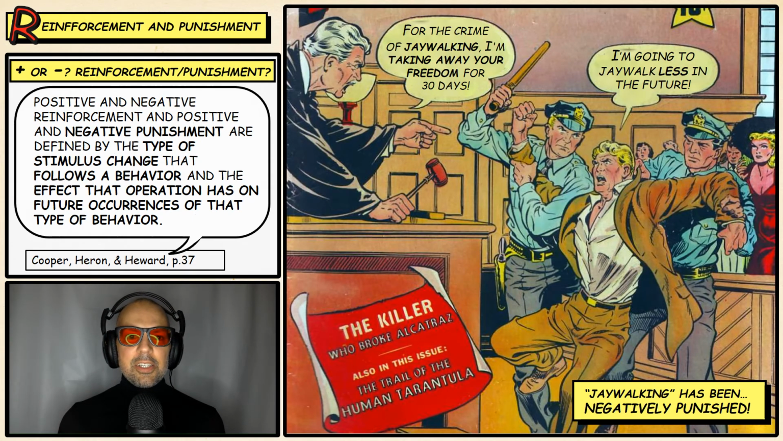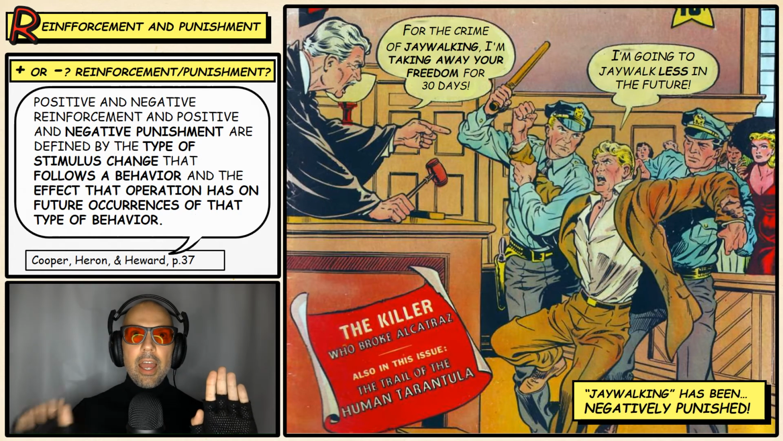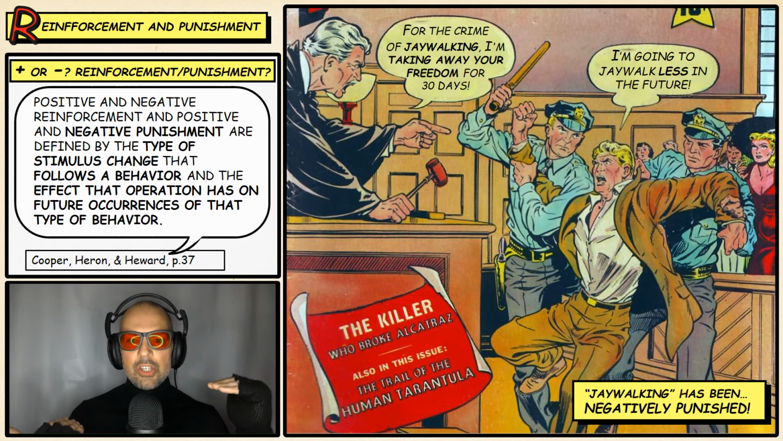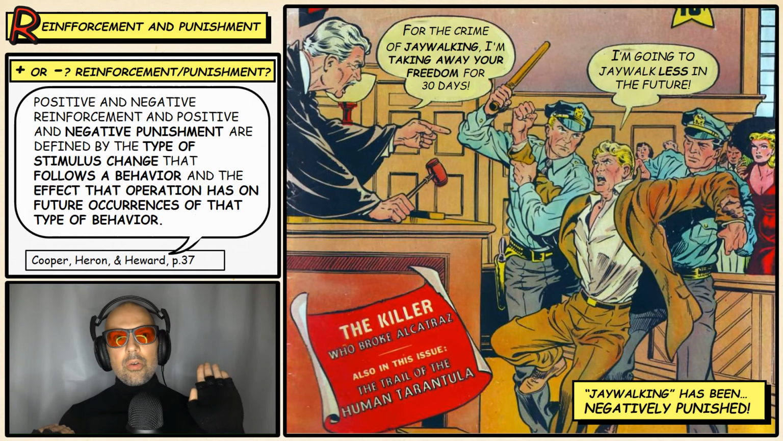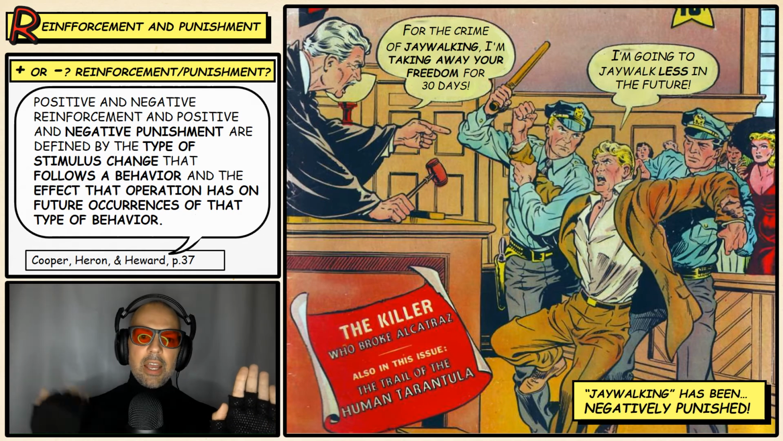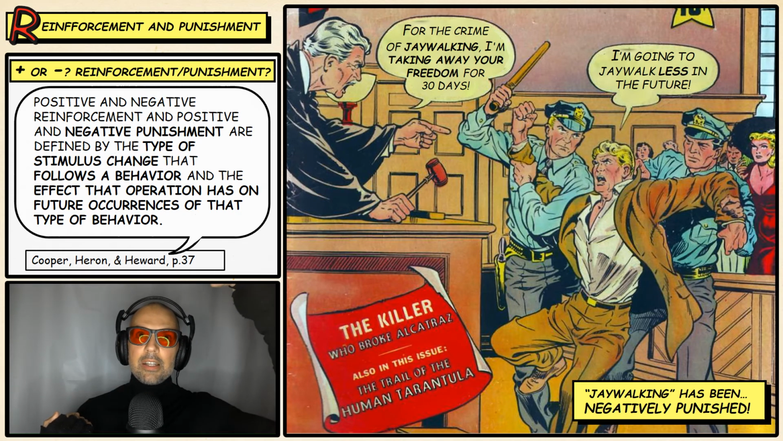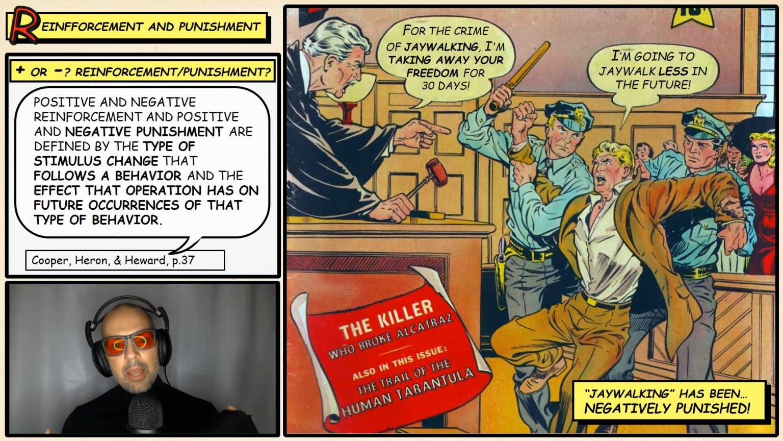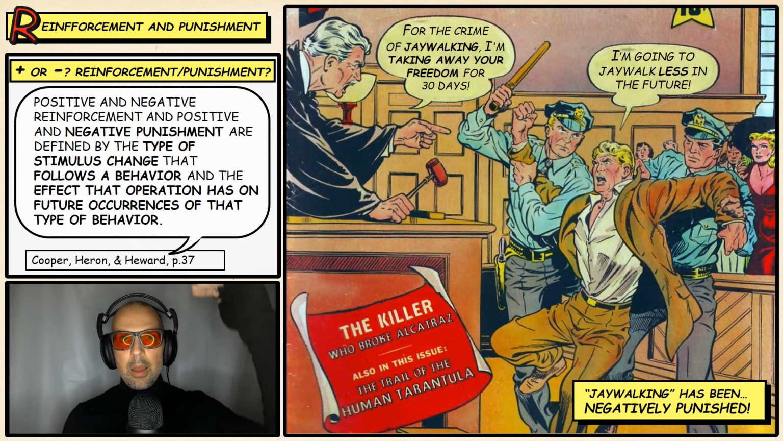All right, and then the last contingency we're going to talk about is negative punishment. And negative punishment is when a behavior occurs, in this case jaywalking, and then something is taken away from this individual's environment. In this case, their freedom is taken away. So their freedom is taken away, and that leads to less jaywalking in the future. So the jaywalking caused the freedom to be taken away. That's negative. And because that freedom being taken away led to a decrease in jaywalking behavior in the future, that's punishment. Hence, taking away, putting somebody in jail is negative punishment.